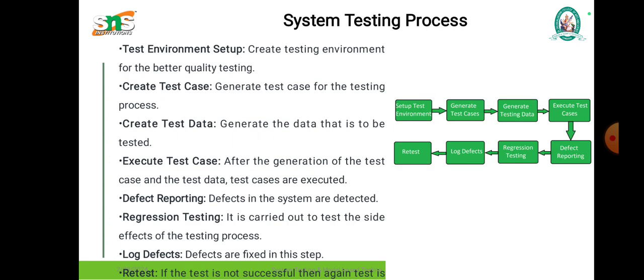And next one is the system testing process. It is classified into different types of process. There are setup test environment, generate test case, generate testing data, execute test cases, defect reporting, regression testing, log defects and retest. So let's discuss one by one.